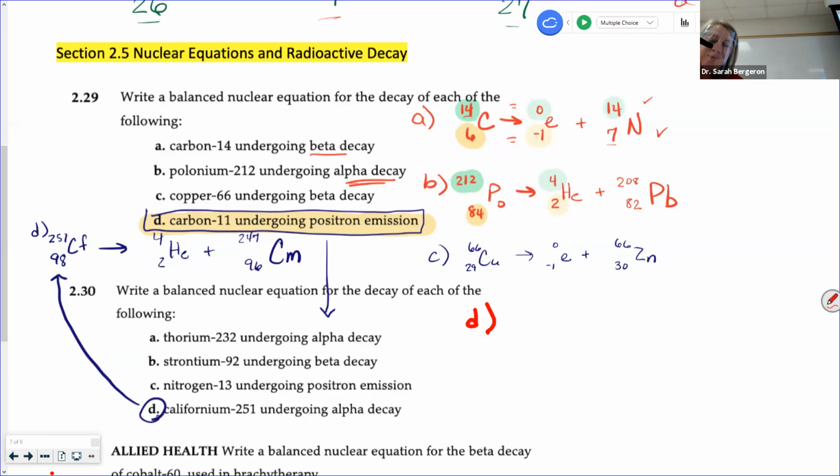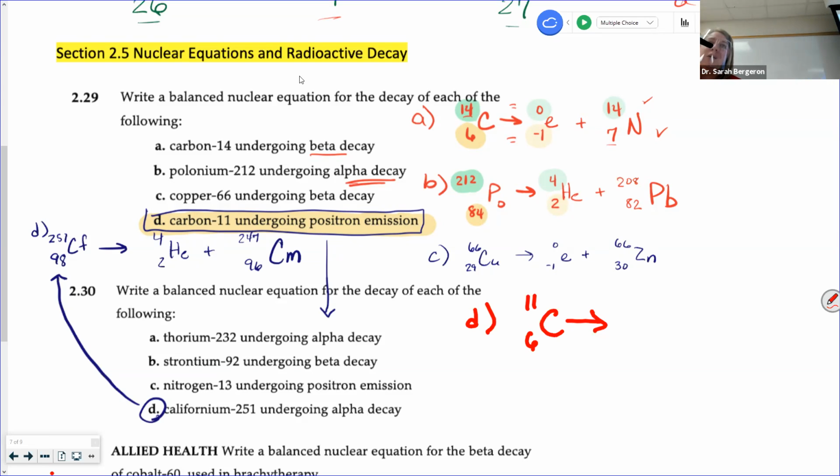All right, so D, we have carbon 11. So our 11 is going to go on top. Go look on your periodic table. 6 is going to go on bottom. Okay, it's undergoing positron emission. So what happens in positron emission? Positron emission, we're emitting it. We're getting rid of it. So what are we doing?